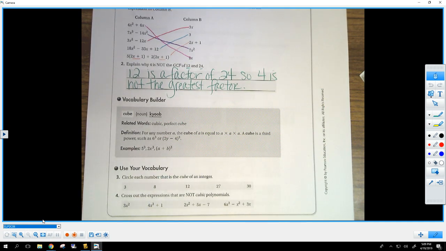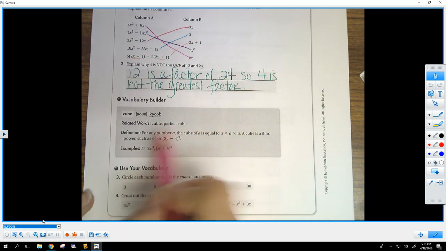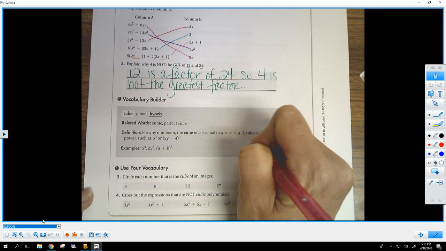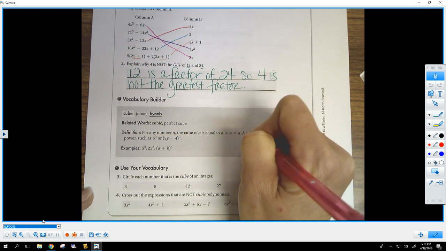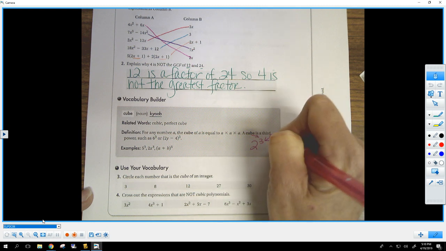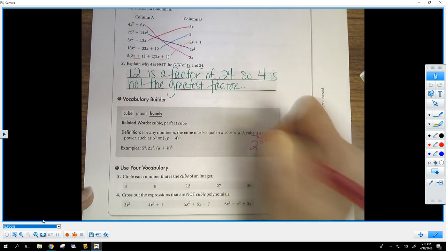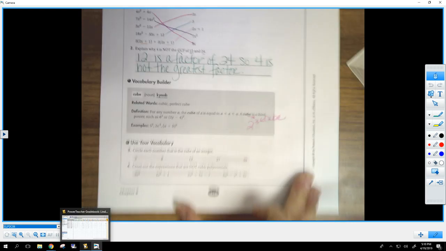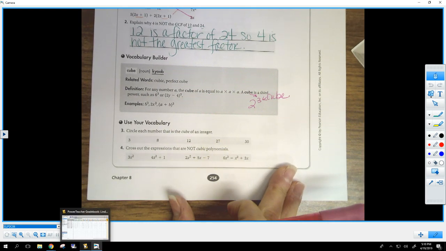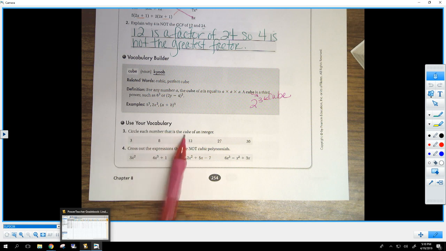All right, vocab word. Let's take a look. Vocab word is cube. So for something to be cubed, there's a 3, right? So 2 cubed, this is a cube. It means 3, okay? All right, so circle the vocabulary. We're now using the word cube. Circle each number that is the cube of an integer.